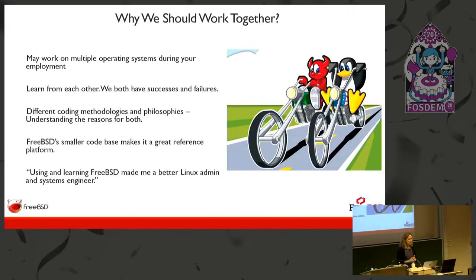Our code base is smaller, and so it's a great reference platform for learning about operating systems. If you just compare the 2 kernels, we have about 5.5 million lines of code, and Linux is 35 or more million lines of code. So right there you can see, if I just want to look at source code, and you know that they're both good.